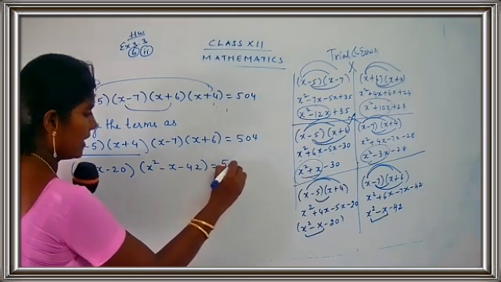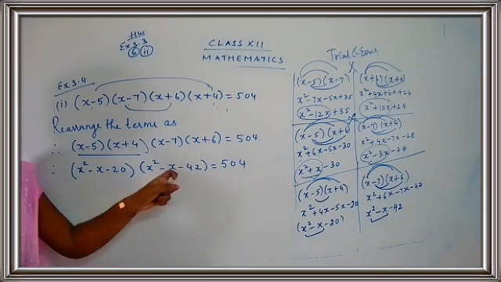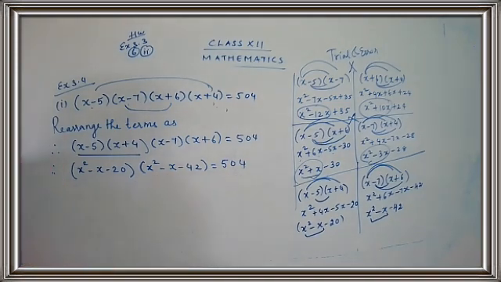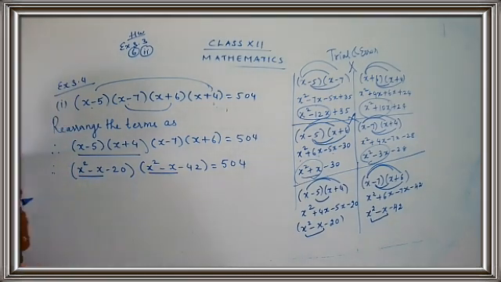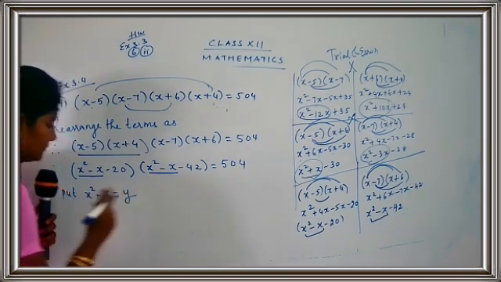This is equal to 504. So I have written the value. What is the value we have written? x square minus x minus 20, x square minus x minus 42 is equal to 504. Now what are we going to do here, children? We are going to take the common term. What is the common term? We have x square minus x. Write down here, put x square minus x is equal to y.